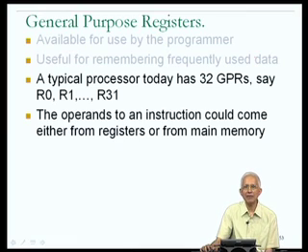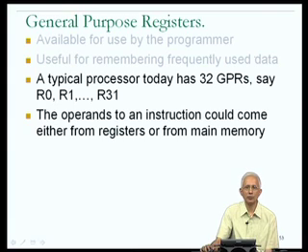Okay. Now, typically when we have general purpose registers and we have main memory, what this means is that as far as a given instruction is concerned, the instruction takes operands, and the operands to the instruction could either come from a register or they may have to come from main memory.